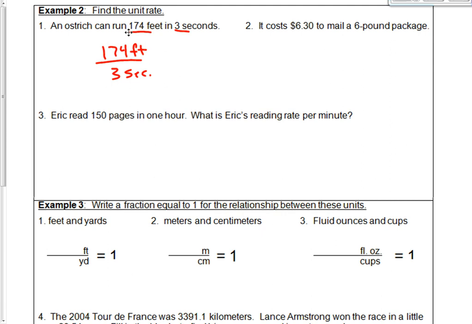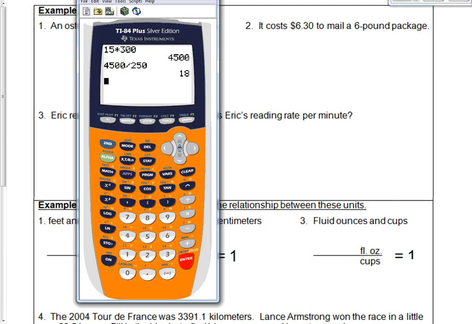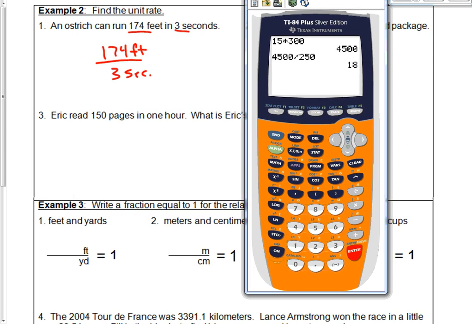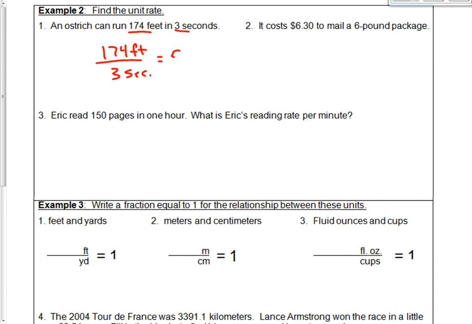All right. These are word problems, so you can use your calculator for it, and you can use your calculator for any problem, but you can keep it as a decimal answer, and that's okay. So 174 divided by 3, okay, gives you 58. So 58 feet per second.